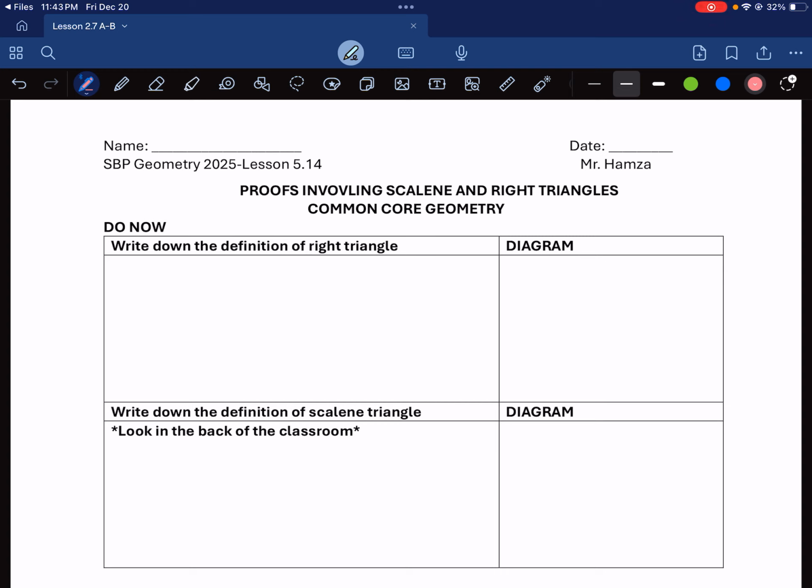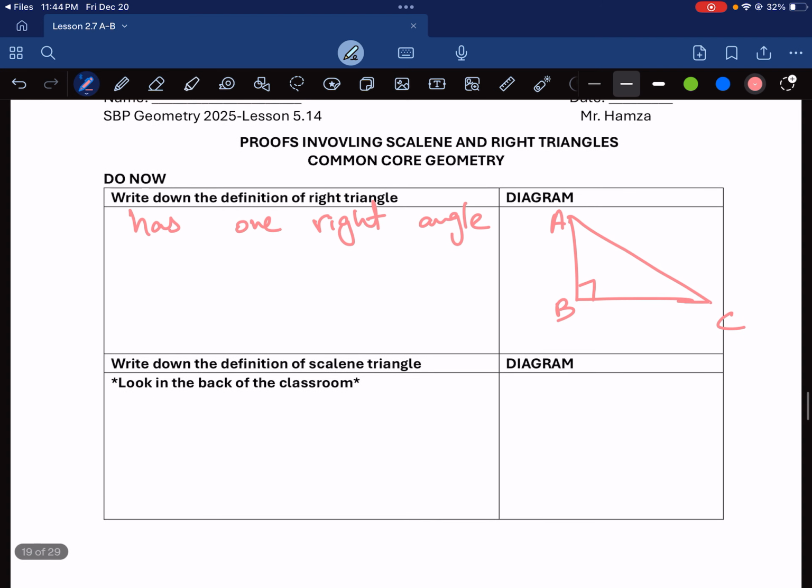Hopefully you remember that a right triangle has one right angle. Okay, so if I was to draw it, it would look something like this: ABC, where this angle is a right angle. Okay, and then scalene.